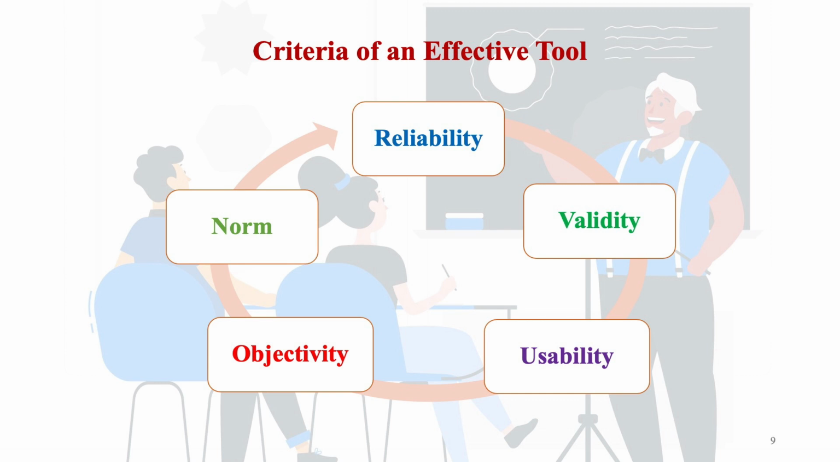Let us go forward to focus upon the criteria of a tool. As I have already said in my earlier lesson when I was talking about reliability, these are the certain criteria of an effective tool: reliability of the tool, then validity of the tool, usability of the tool, objectivity of the tool, and at the same time norm of the tool. Now let us focus upon the second criteria of an effective tool, that is validity. Let us now discuss the concept of validity.